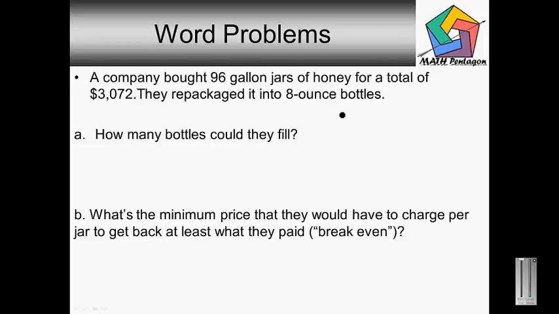So first you have to figure out how much 1 gallon is equivalent to in ounces. So 1 gallon is equivalent to 128 ounces. And then you have to multiply 128 ounces times 96 gallons. You could do that in a calculator, and you get 12,288 ounces.